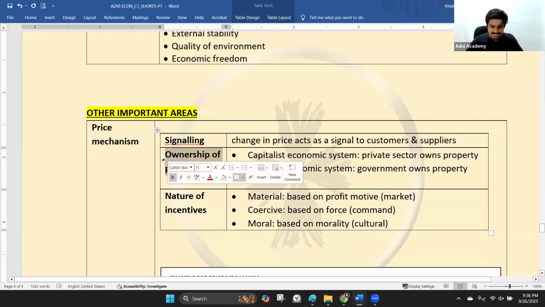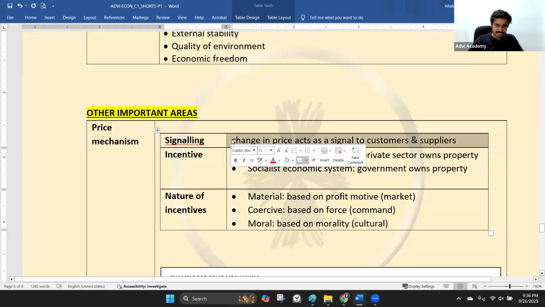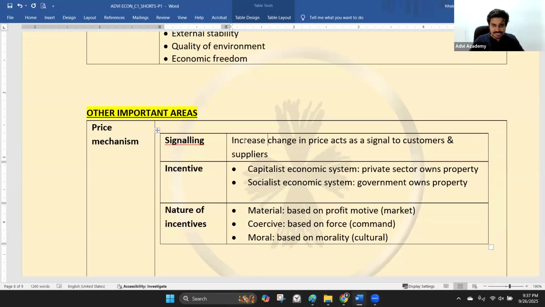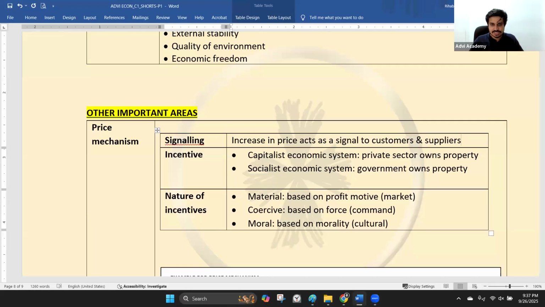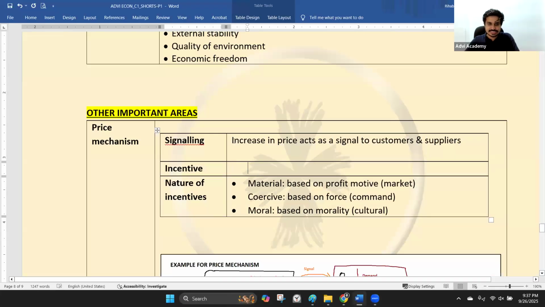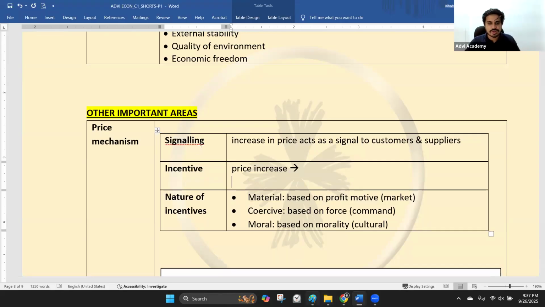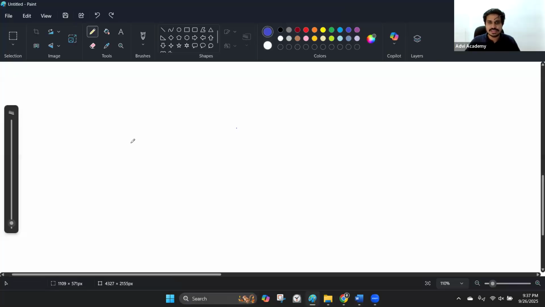Then you have your incentive function. So let's say increase in price, that's easier to explain. Increase in price acts as a signal to customers and suppliers. That's the first one. So if the price increases, what will happen to customers? Price increases means, what do you think? If the price of a product increases, think of it this way. Nothing more need to draw this basically, but let's explain it in text itself.